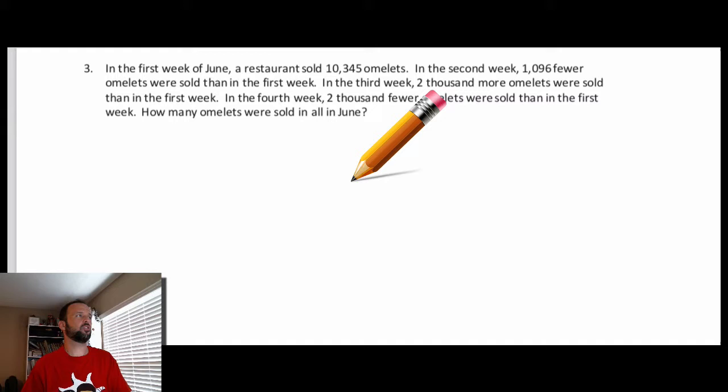And this one says, in the first week of June, a restaurant sold 10,345 omelets. In the second week, 1,096 fewer omelets were sold than in the first week. In the third week, 2,000 more omelets were sold than the first week. And in the fourth week, 2,000 fewer omelets were sold than in the first week. So this one seems like it's going back and forth a little bit. It seems like we have some more and some fewer, so we're going to have to do some adding and subtracting, I think.